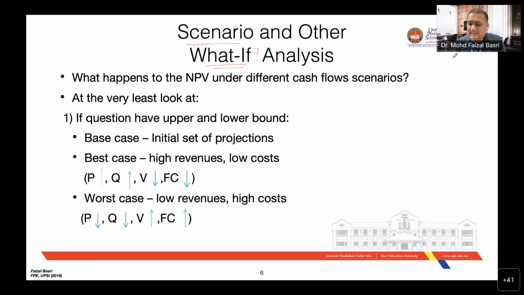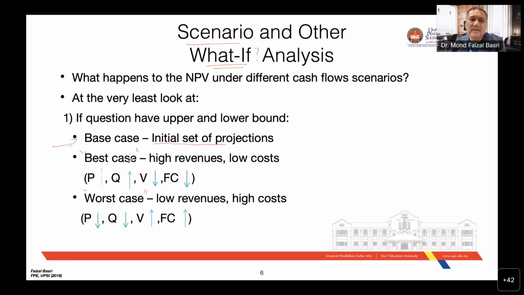So therefore, instead of just having one type of analysis, we extend the analysis based on two other scenarios. Okay, the two other scenarios are the best case and the worst case scenarios. So the actual or the original estimation is what we call the base case scenario. Again, if you look at the video from topic number two, we just used one, which is the base case scenario, the initial set of projections. However, for scenario analysis, like I said, we extend, and how we extend, like I said, we have best and worst.